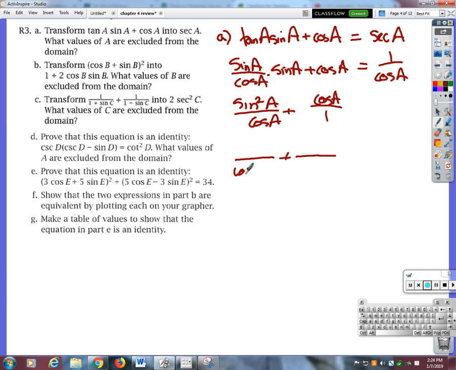Good. So this side already has a cosine A. Since I didn't change the bottom to get that, I don't have to change the top. This one over here, though, has a 1 on the bottom. So what do I have to do? I have to make that into cosine. Good. And since I did that by multiplying the 1 by cosine, I have to multiply the top by cosine also. So that gives me cosine squared. Maybe some of you can see the light at the end of the tunnel at this point.